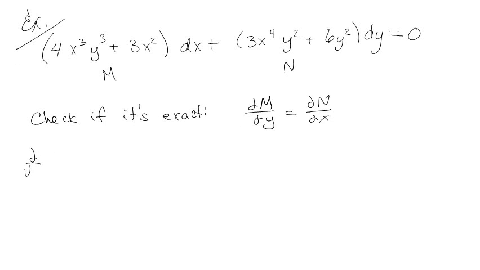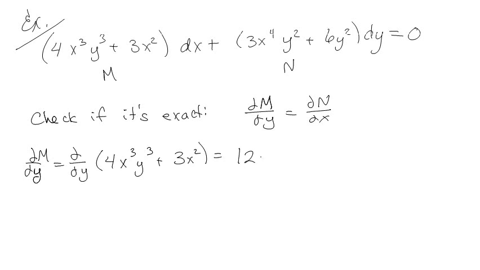So partial y of M is going to be partial y of 4x cubed y cubed plus 3x squared. Now, if I take the partial derivative of that, everything else stays like it's constant except for the y. So that's 12x cubed y squared. There's no y in the second term, so that's going to go to 0.